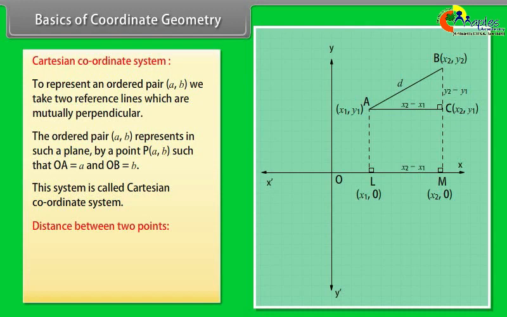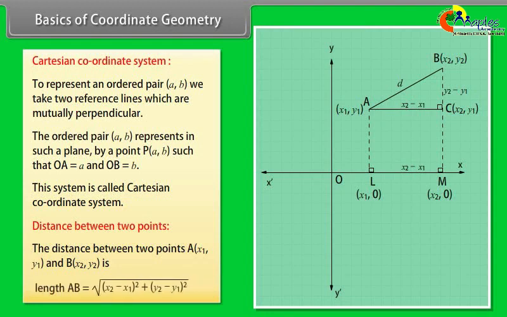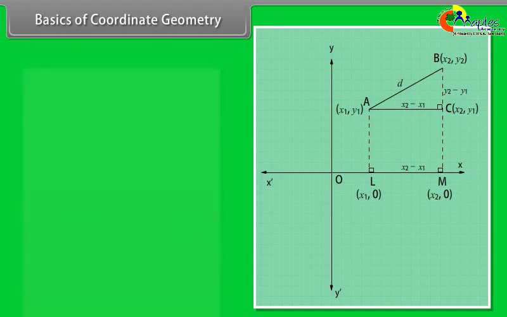Distance between 2 points. The distance between 2 points A(x1, y1) and B(x2, y2) is the length AB, which is equal to the square root of (x2 minus x1) squared plus (y2 minus y1) squared.